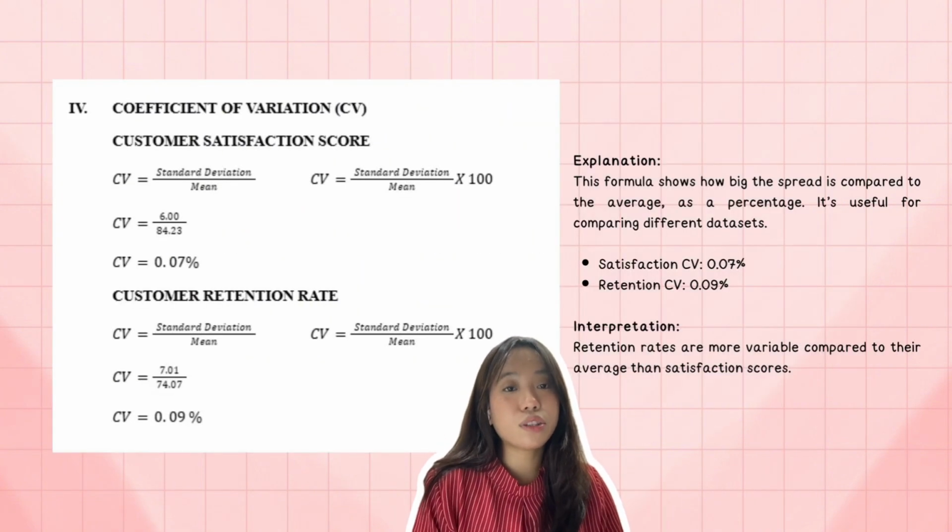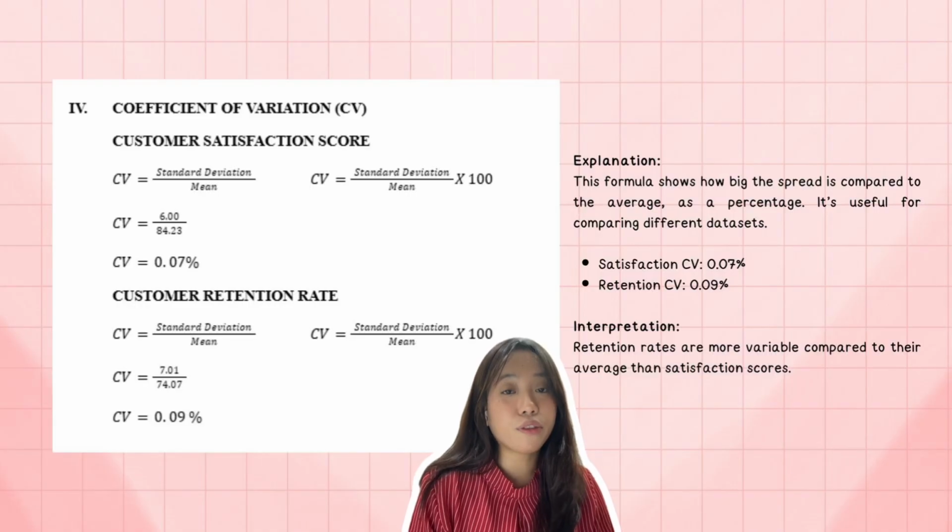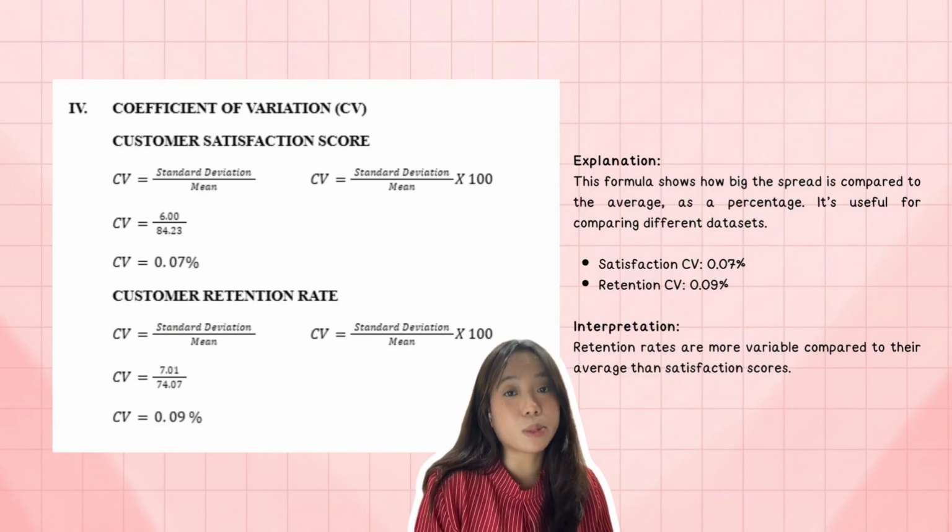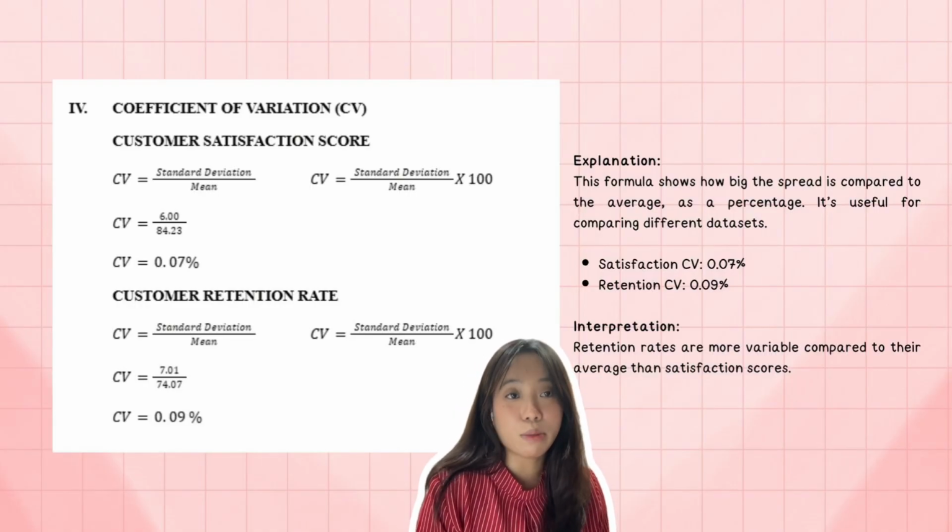Lastly is CV. For the CV formula, we have CV equal to standard deviation divided by mean times 100, but the data for both customer satisfaction and retention are already in percentage, so we will not multiply by 100 anymore. So we will just divide the standard deviation by the mean.